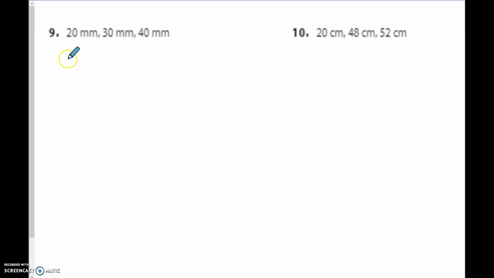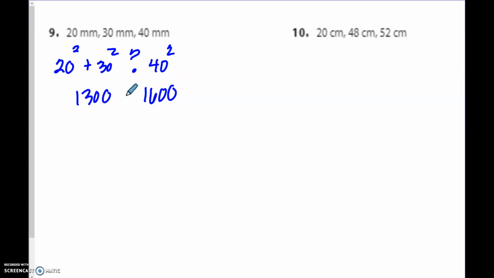All right, number 9. I'm always checking 20, 30, 40. I'm always putting the two smaller ones together. So 20 squared plus 30 squared, does that equal 40 squared? So 20 squared plus 30 squared is 1,300, and 40 squared is 1,600. They are not equal, so this is not a right triangle.